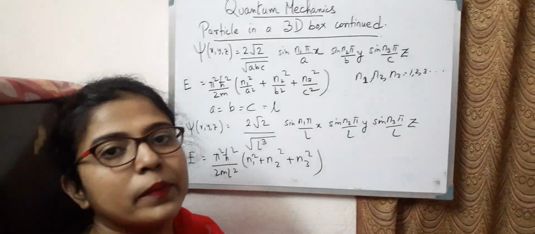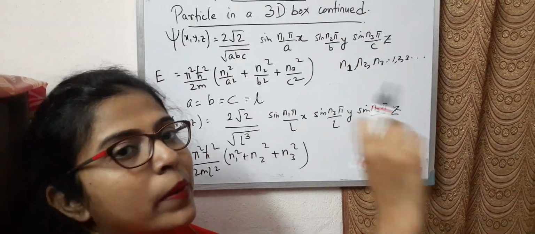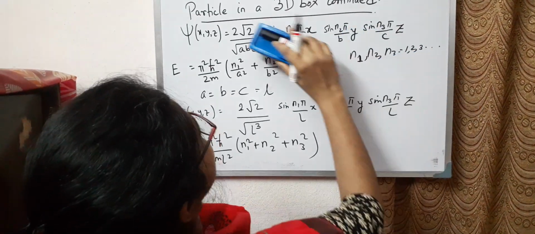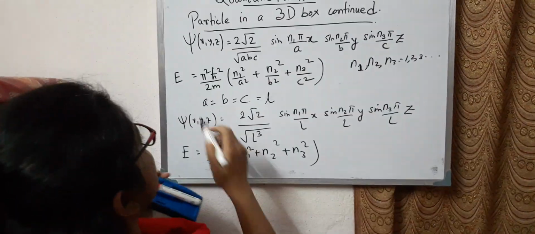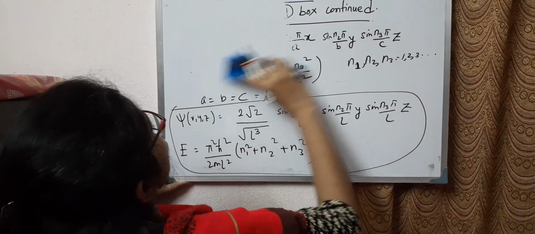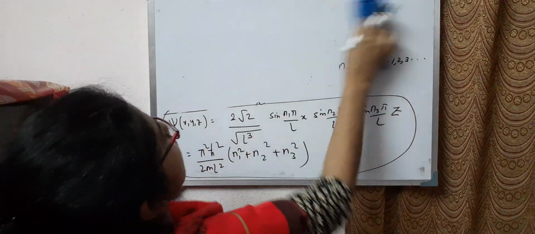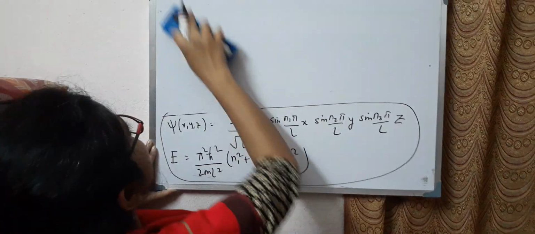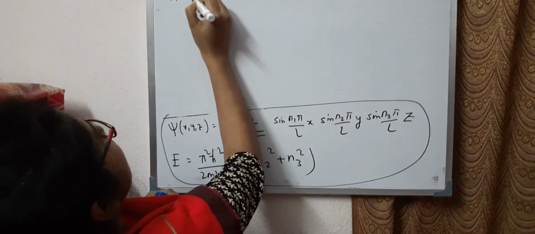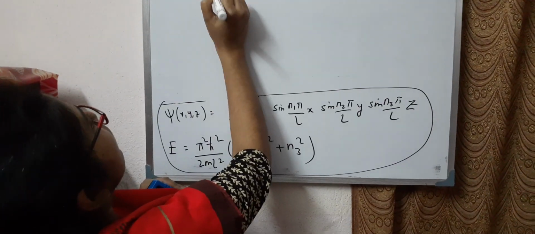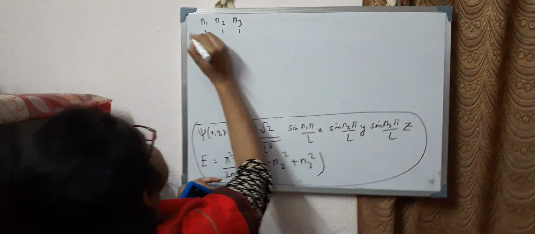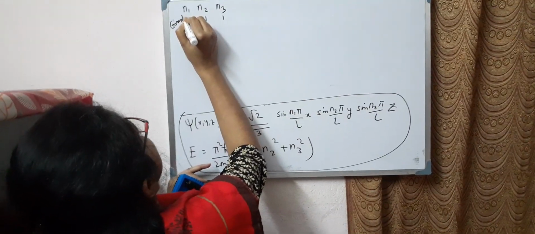So the lowest possible combination of n1, n2, n3 is each of them being 1. So let's work it out for n1, n2, n3 equal to 1. I will deal with this expression as it looks simpler. I will write down here the different combinations of n1, n2, n3, and then you will realize the different eigenfunctions and then eigenvalues. So when all three are 1, 1 and 1, that is called the ground state.